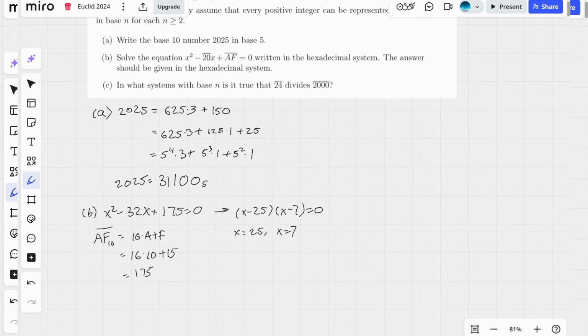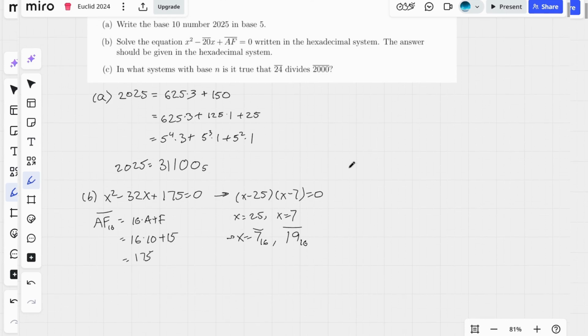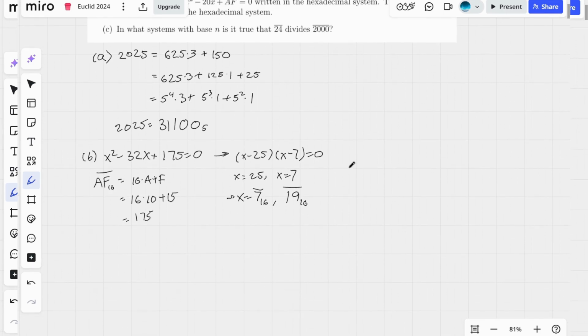So then we convert this back into hexadecimal. So 7 is obviously just 7 in base 16. And 25, you know that is 16 plus 9. And so this is 19 in base 16. And so these are our two answers for x. Okay.